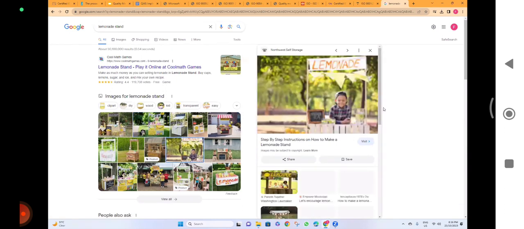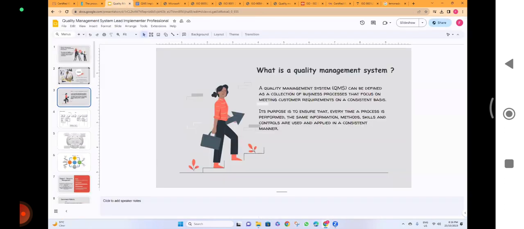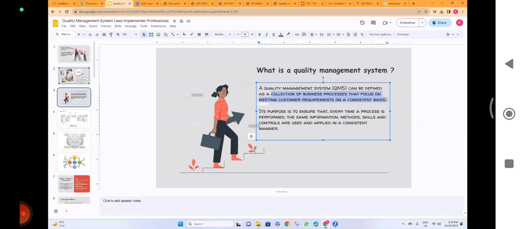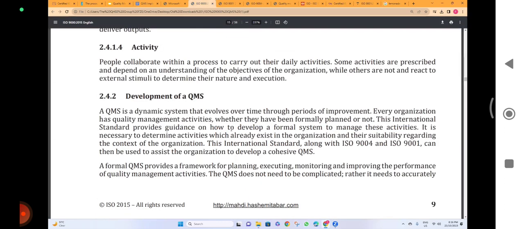So let us look for a bigger picture. Okay, this one will do right here. So when you look at this lemonade stand here, there are quality management activities here, okay? What are they? The quality management activities are a collection of business processes that focus on meeting customer requirements on a consistent basis. So yes, indeed, this young man here has got quality management activities. And your job now as a lead implementer, what do you need to do? As a lead implementer, it is to develop a formal system to manage those quality activities, okay?